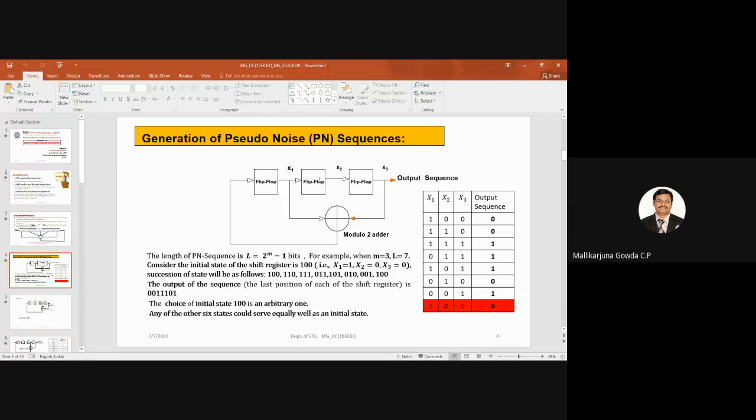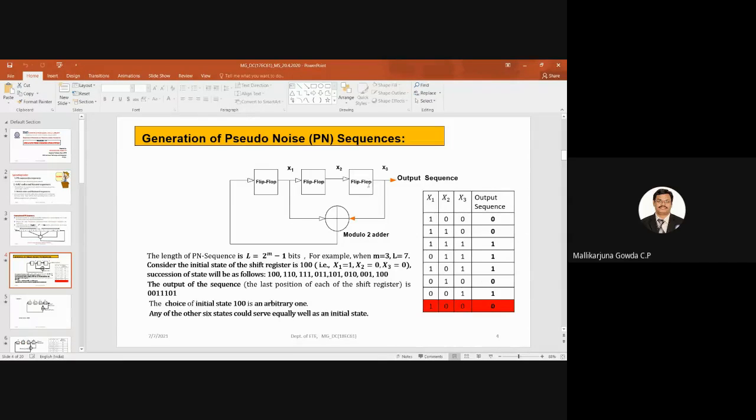Then I am taking the output of flip-flop 1 and the output of flip-flop 3 and doing the modulo 2 operation. Here X1 is 1 earlier, and X3 is 0. So 1 XOR 0 is 1, and that 1 will be fed into flip-flop 1. That is why I am getting the second state as 1, 1, 0. Whatever the output of flip-flop 3 is will be my output sequence. That is why I have written 0 here.